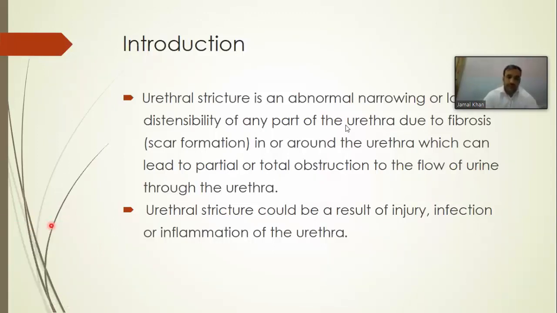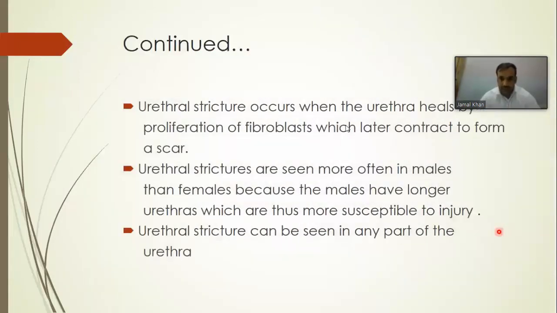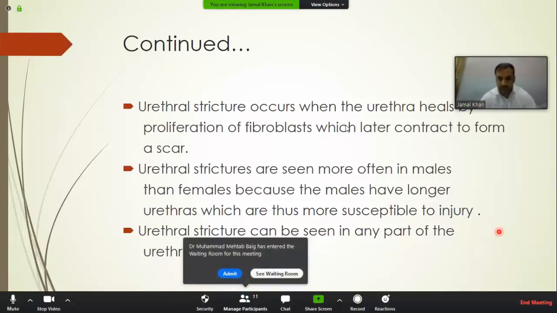Infection remains a major cause, particularly from long-term use of an indwelling urethral catheter. Urethral stricture occurs when the urethra heals by proliferation of fibroblasts, which later convert to form a scar. Urethral strictures are seen more often in males than females because males have a longer urethra, which is thus more susceptible to injury. Urethral stricture can be seen in any part of the urethra.